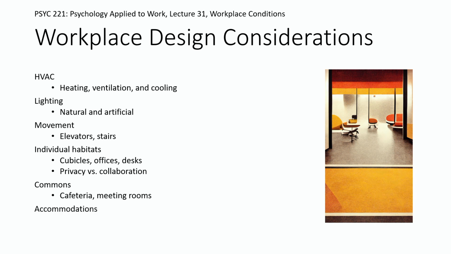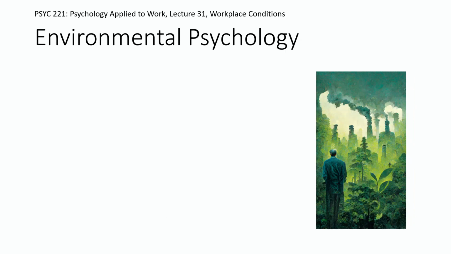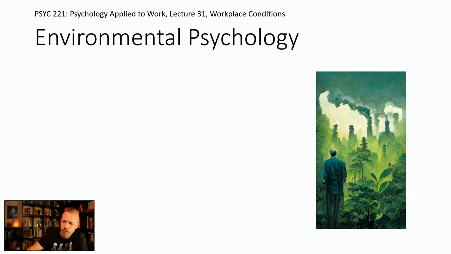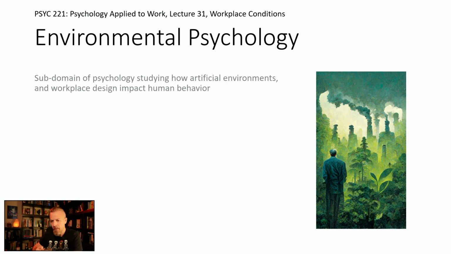And then what other accommodations? I mean, maybe you have people with disabilities. You certainly would have the Americans with Disabilities Act to make sure that you have accessibility. But other people might have strong preferences for other types of accommodations. Okay, so there's also this thing called environmental psychology. And that's a subdomain of psychology, and that looks at artificial environments, workplace design, and how the workplace affects human behavior.